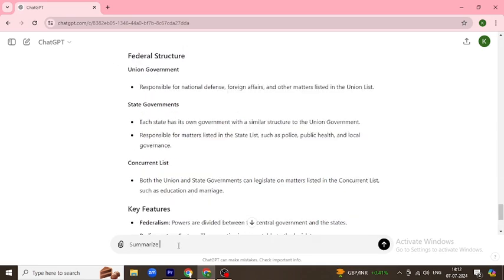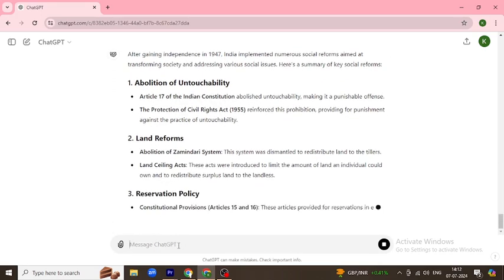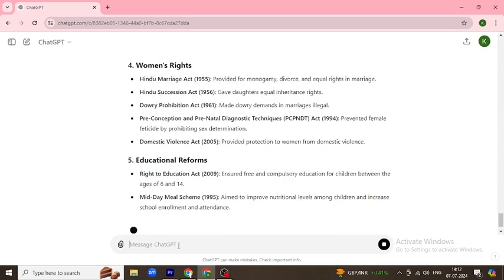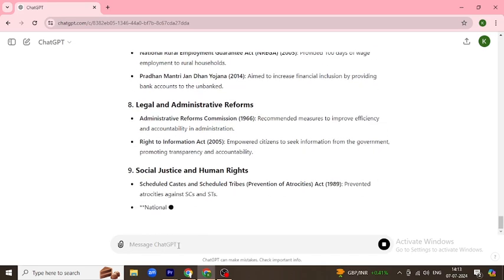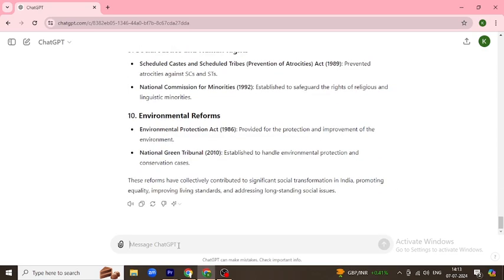This is one more example, of social reforms in India after independence. So these are the 10 social reforms that ChatGPT has summarized for us. So this is how you use ChatGPT to make your study pattern better.